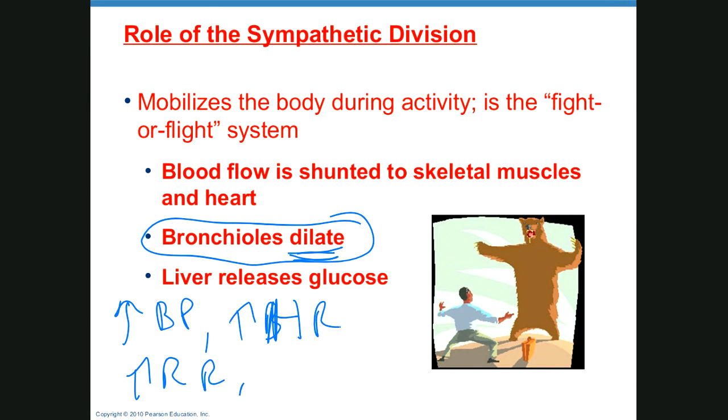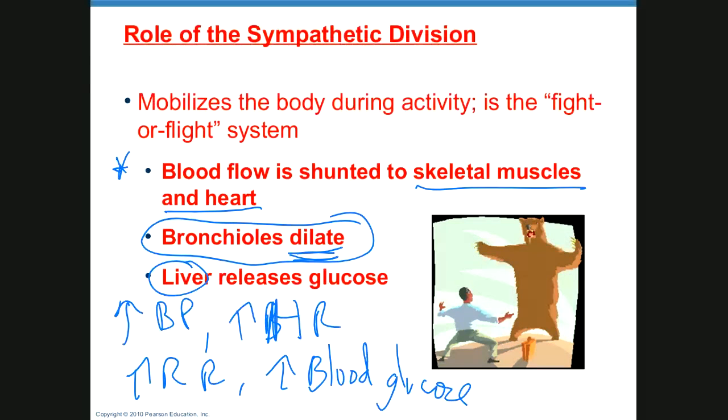And this here is important. Blood flow is going to leave from organs that are not needed in times of stress. That will be digestion, the urinary system, and the reproductive system. Blood will leave these organs and will be diverted to the organs that need the extra blood flow. That will be the skeletal muscles, the heart, the brain, the respiratory organs. Liver is going to release glucose, so we're going to have an increase in blood glucose also. Okay, so that's the sympathetic response.